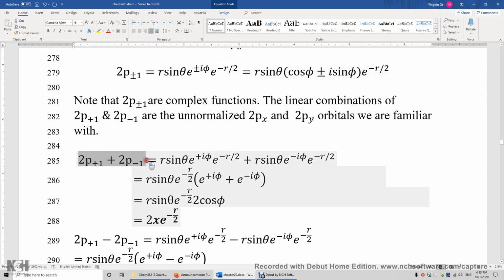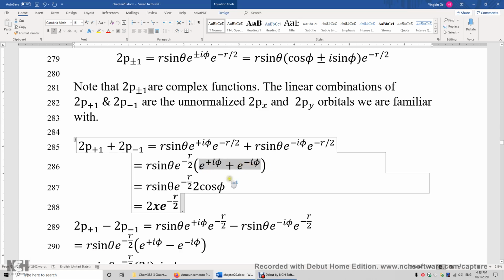We just sum it up, and then we get 2 times x times e to the power of negative r over 2. And this part is the unnormalized wave function of 2px. All right, so a little bit of mathematics here, but really you need to know this is cosine phi plus i times sine phi. This is cosine phi minus i times sine phi. So if you put these two together, you get 2 times cosine phi.